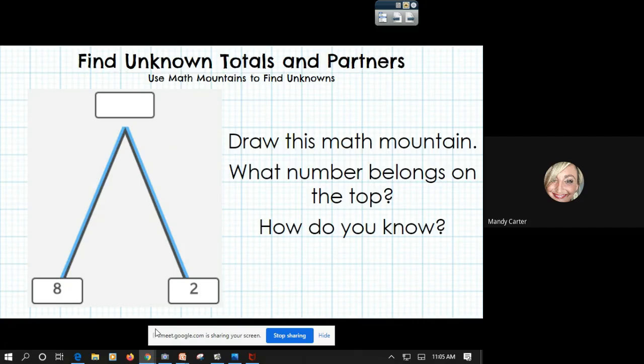And that's a good way to get you starting to talk about math. How do we know that 10 is the total? Well, we know because we took the partner 8 and we put it with the partner 2. And if you put 8 and 2 together, it makes 10.